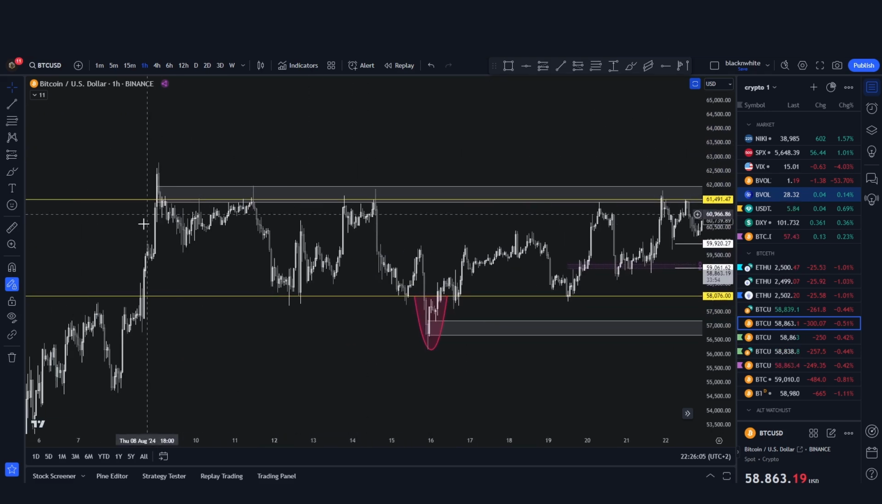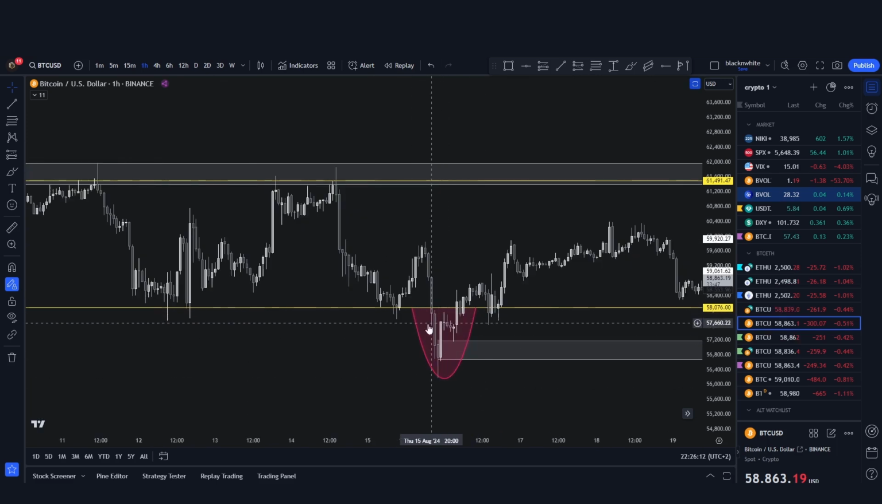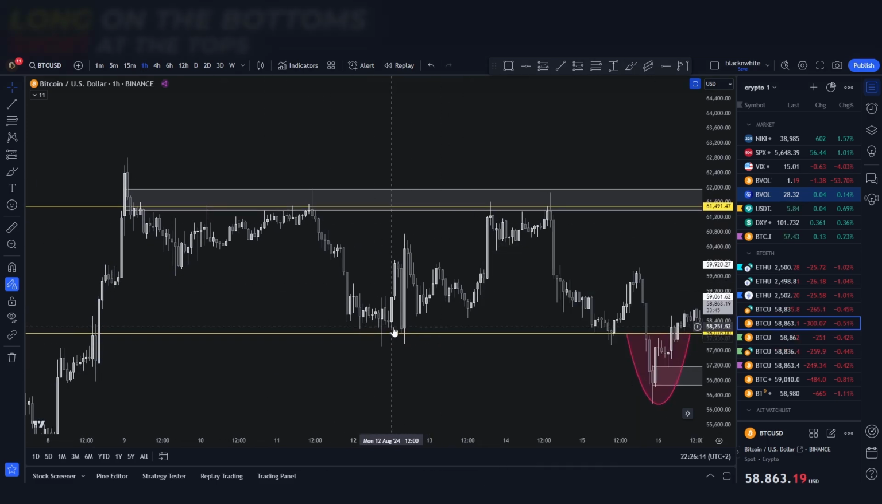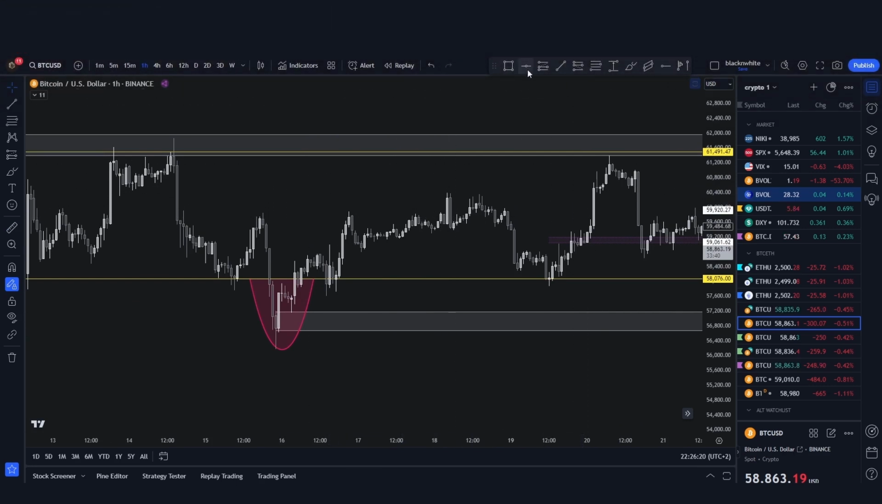But as I said, you could find setups a lot more frequently if you just didn't look for these deviations specifically and just traded the levels. So long on the bottoms and then short the tops. Same things could be done. So you could have longed here and then shorted here, for example.